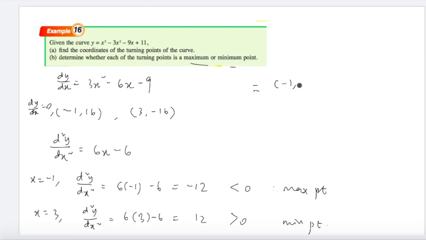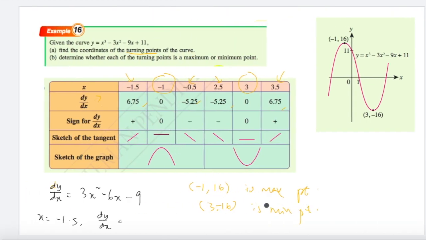Therefore, your answer will be negative 1, 16. I use negative 1 to substitute into d2y/dx2. I get my answer negative. Answer negative means it's a maximum point. So, negative 1, 16 is a maximum point. And 3, negative 16 is a minimum point. Okay, this one is the same as your textbook answer here, maximum, minimum, but I use a different method. This one uses dy/dx to substitute the value. So two methods also you can use.